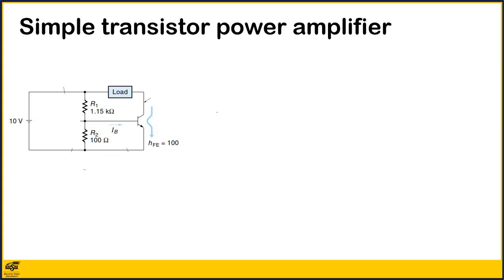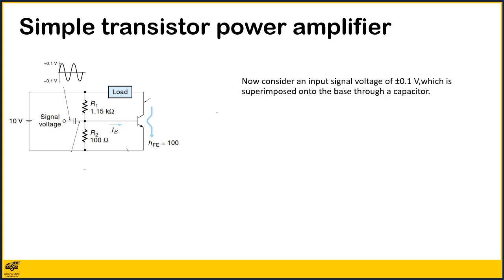We are now ready to discuss the operation of the simple transistor power amplifier shown. The DC bias conditions have already been discussed in the preceding slide. Now consider an input signal voltage of plus or minus 0.1 of a volt, which is superimposed onto the base through a capacitor. In other words, the input is added to the 0.8 volts DC bias voltage to form an AC base voltage that cycles from 0.7 to 0.9 volts as shown.